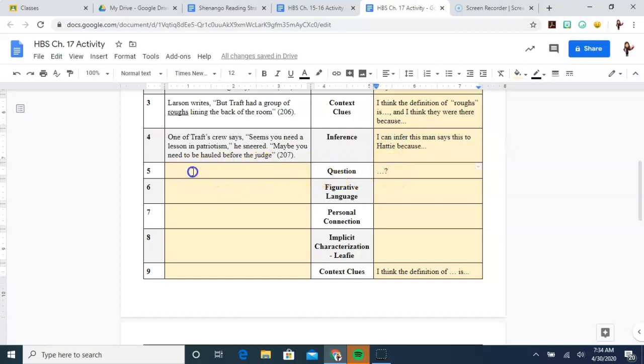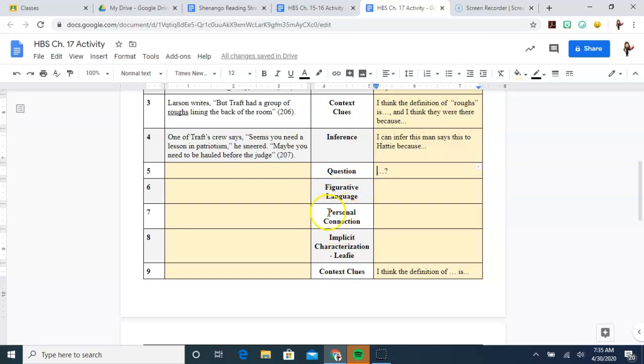Okay, question. I didn't give you a quote because this is more of an option for you. It's just a question that you have about the book. So it might be something like, there's a historical reference to something that you're not familiar with, and what is this? It might be something like, why would this character do this? Or what does this character mean when they say this? Please try not to use a word that you could use context clues to figure out. Try to make it a different question here.